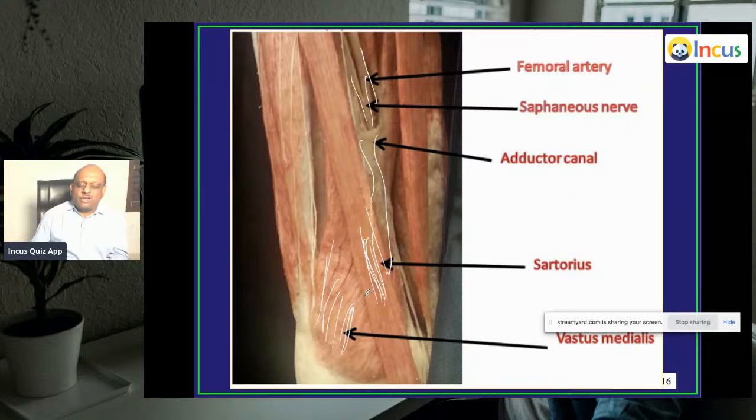First year anatomy formalin smell, nostalgic memories are coming or not?